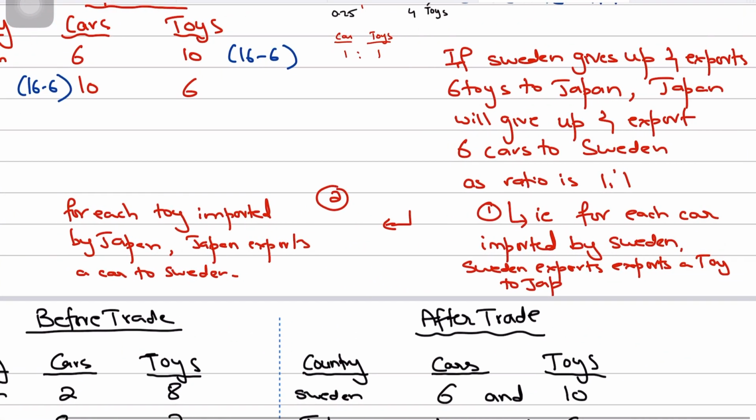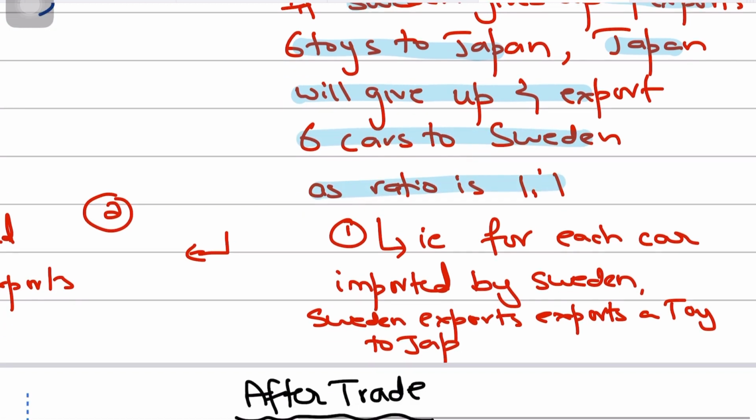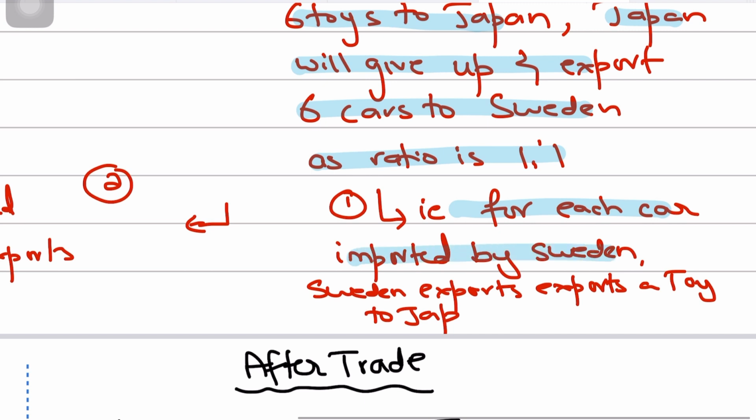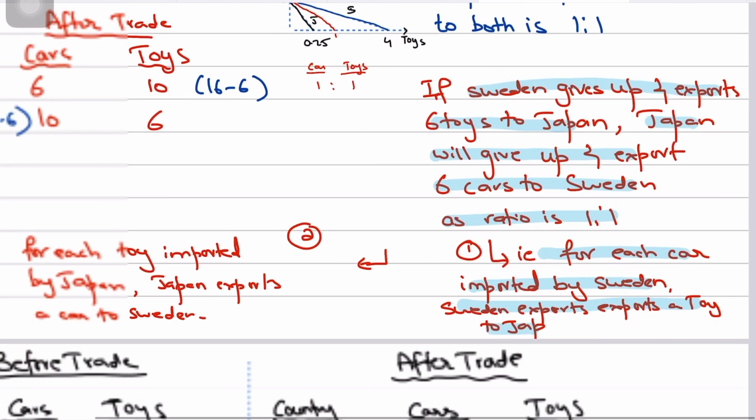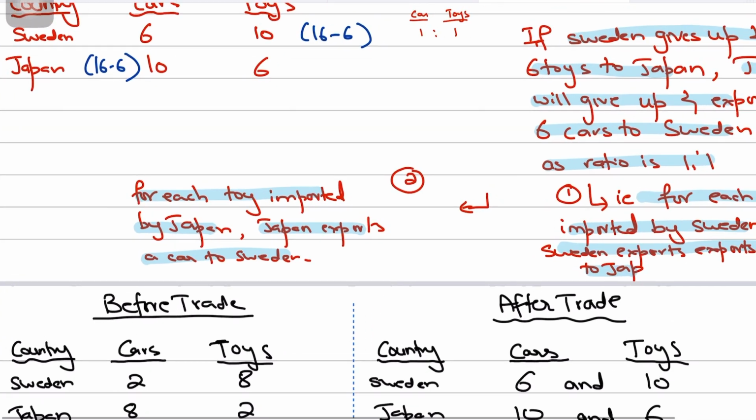How is it beneficial? I've written this just to recap. If Sweden gives up, as in sacrifices, because when you're exporting something, you're sacrificing domestic consumption, since it's for international consumers now in Japan, and exports 6 toys to Japan, then Japan will give up and export 6 cars to Sweden, because the ratio is 1:1. For each car imported by Sweden, Sweden exports a toy to Japan. Similarly, for each toy imported by Japan, Japan exports a car to Sweden based on the exchange ratio 1:1. Now we're going to see how this is mutually beneficial.